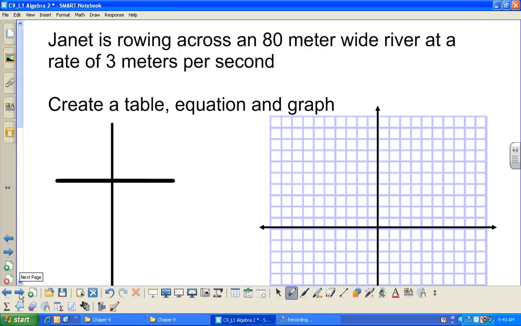Janet is rowing across an 80-meter wide river at a rate of 3 meters per second. Whenever you see rate, that is always your slope. So my m will be 3.